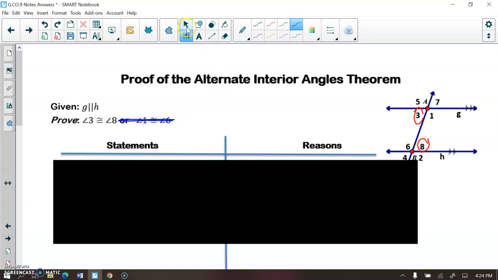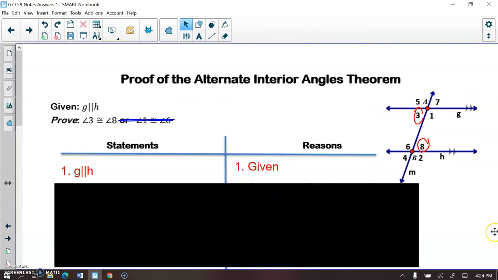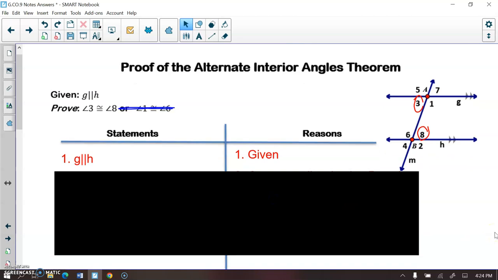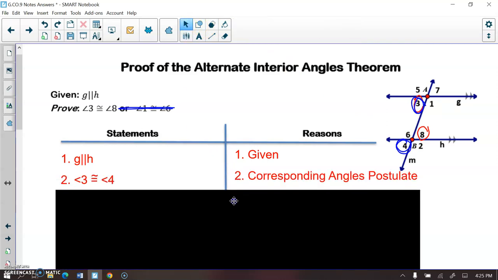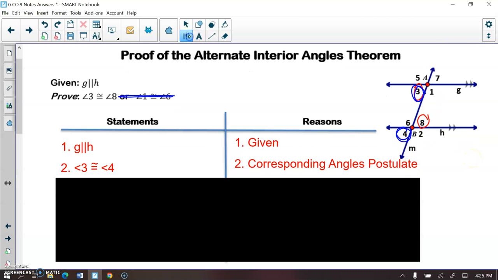All right, so we know that lines G and H are parallel. That's our given. That's what we start with. Now, steps 2 and 3 can be mixed around, but what I ended up doing is I proved that angle 3 and angle 4 were congruent by the corresponding angles postulate. You could have also used angle 8 and 7. That would have been okay. But then also I know that angle 8 and 4 are congruent because those are vertical angles.